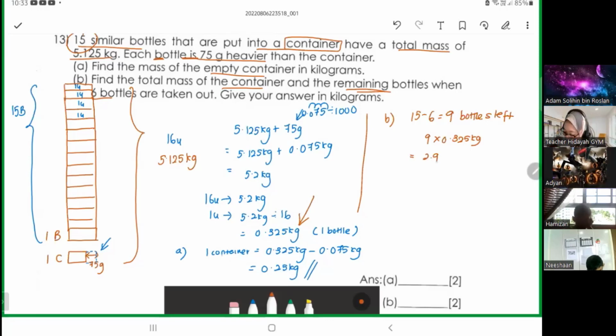2.925 kg plus your container, because the question says find the total mass of the container and the remaining bottle. The container is 0.25 kg. The answer will be 3.175 kg. This is the answer for part B.